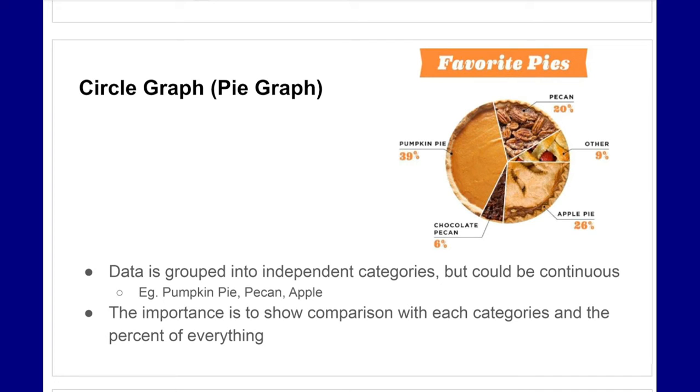So it's showing the percent of the population or of the group surveyed, as well as a comparison between other categories. So in the example of our favorite pies in a pie graph, we can see that pumpkin pie is the most favorite type of pie because it has the largest percentage. We could also say 39% of our sample group or of the school or of the city, whatever we surveyed, like pumpkin pie.